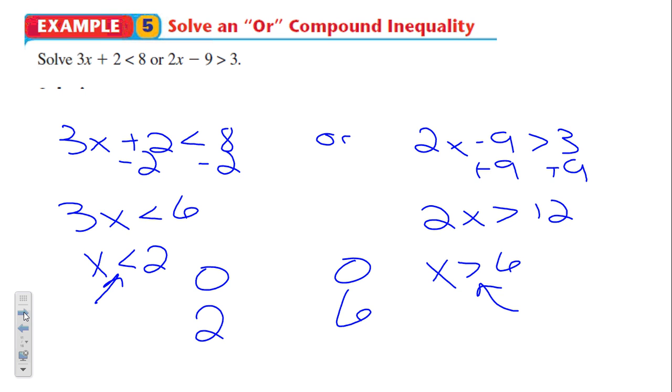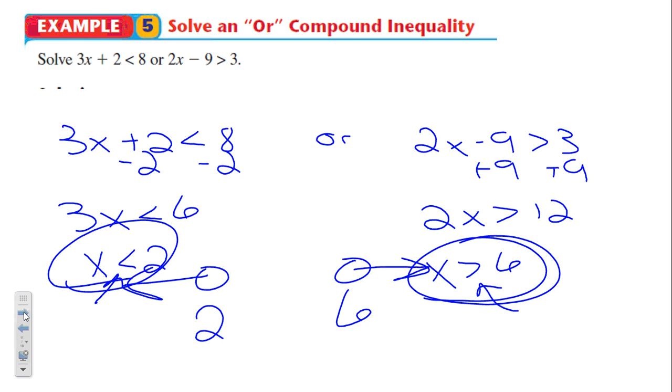So if you read the one over here, guys, it says x is less than 2, right? So less than 2 goes out. This one's got to go out too, and that's accurate because it says x is greater than 6. So here's your graph. Starts at 2 and 6. Open circles. They both go out.